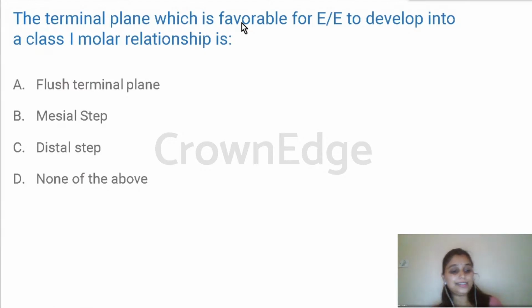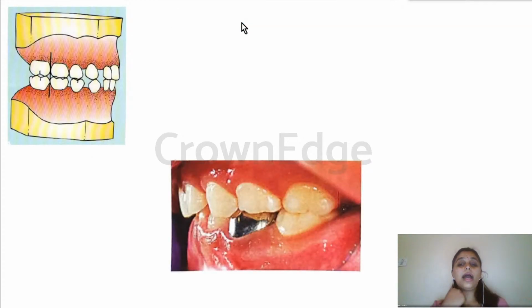Yes, I'm getting a lot of answers. Yes, B is the right answer. It is mesial step. Please do not say flush terminal plane, because flush terminal plane actually does not lead to a class 1.